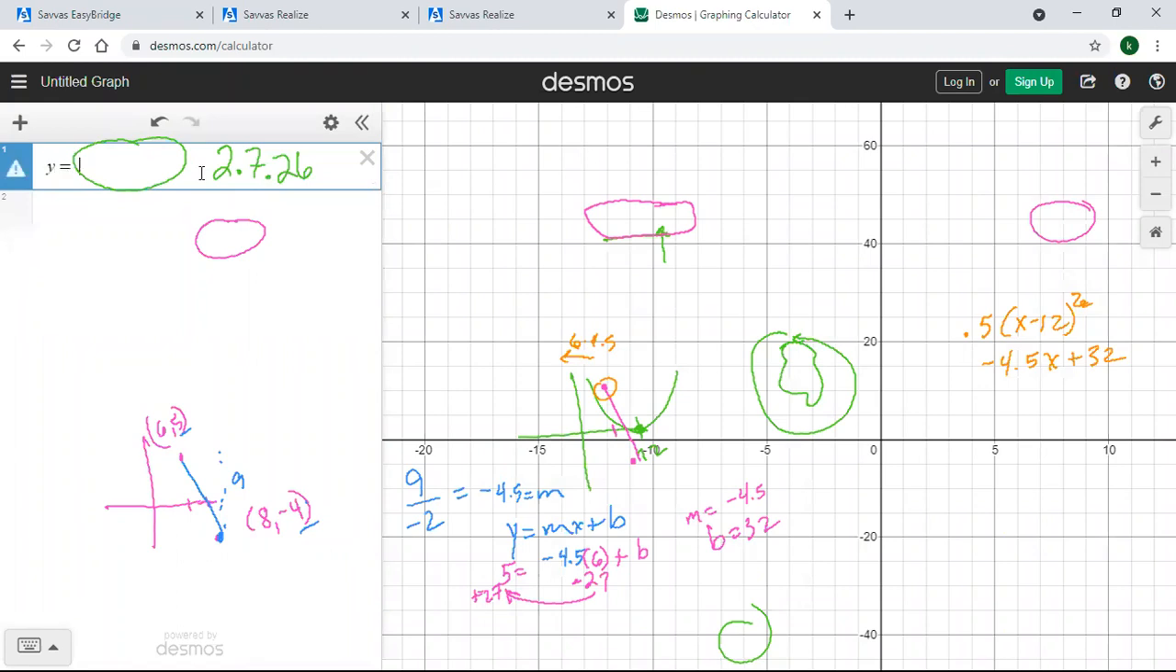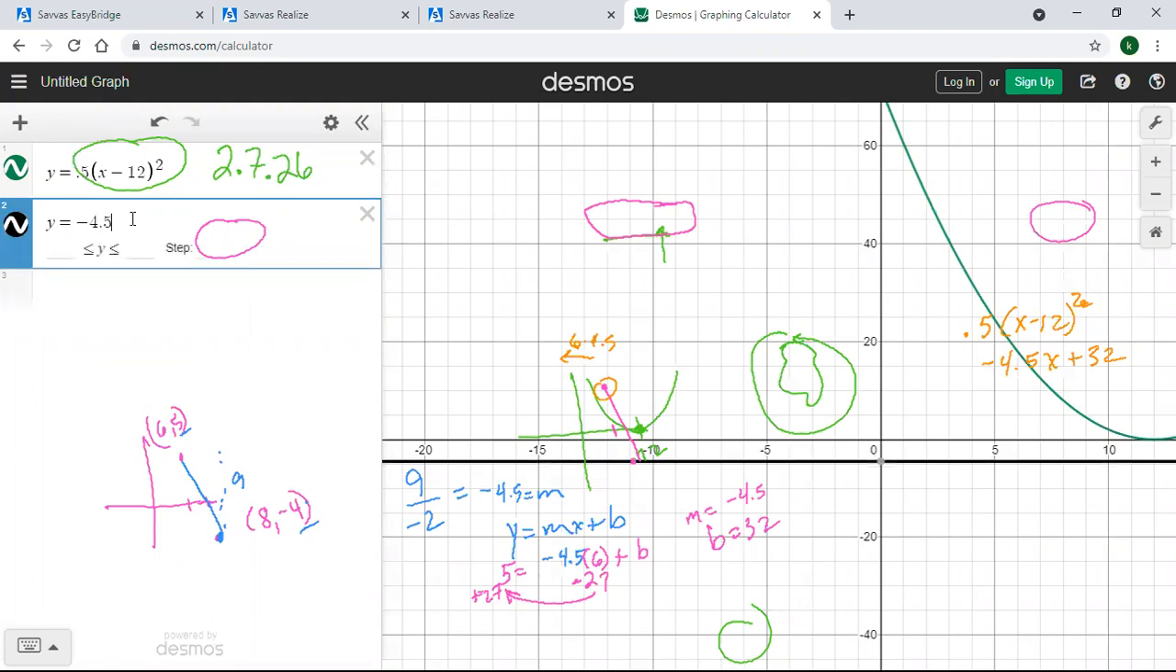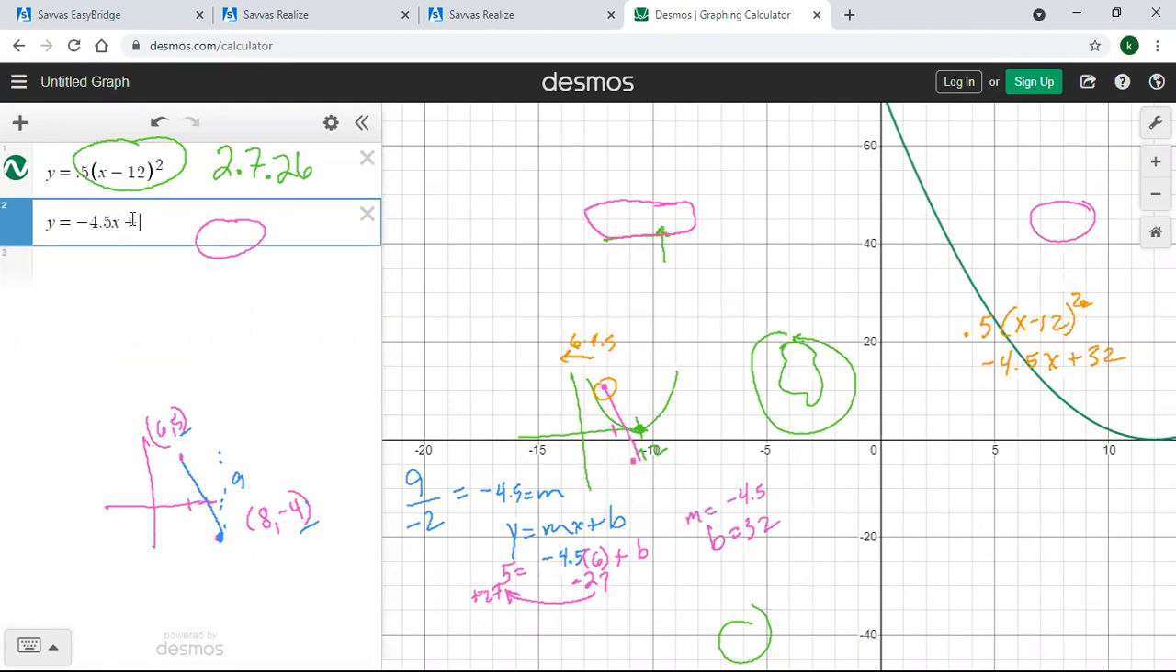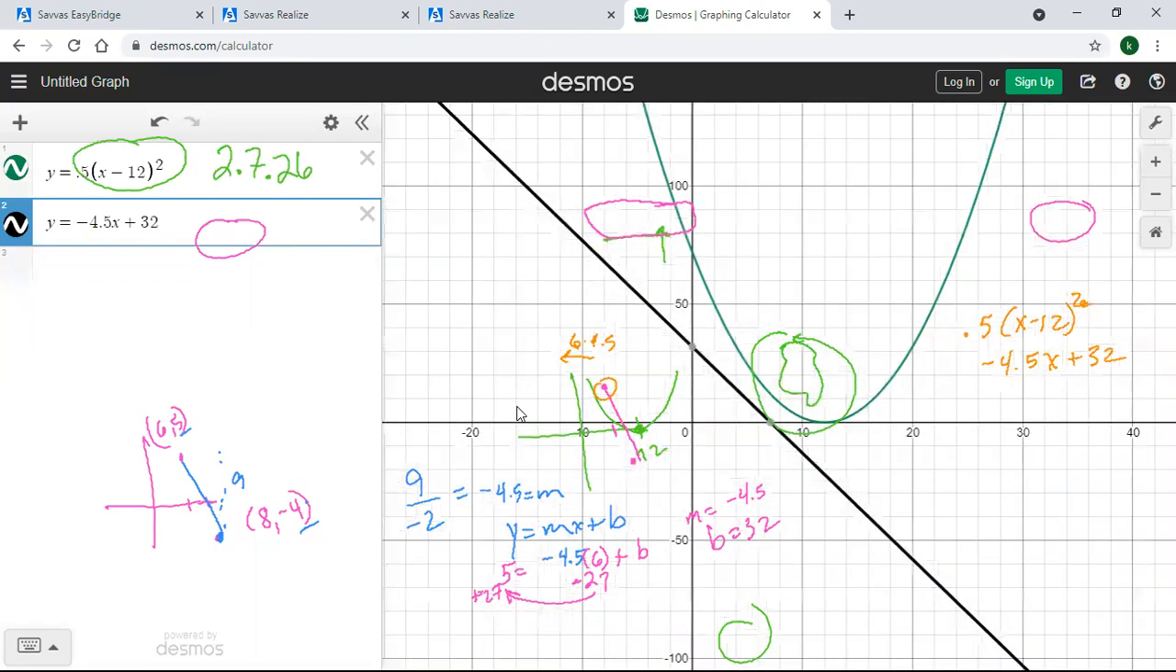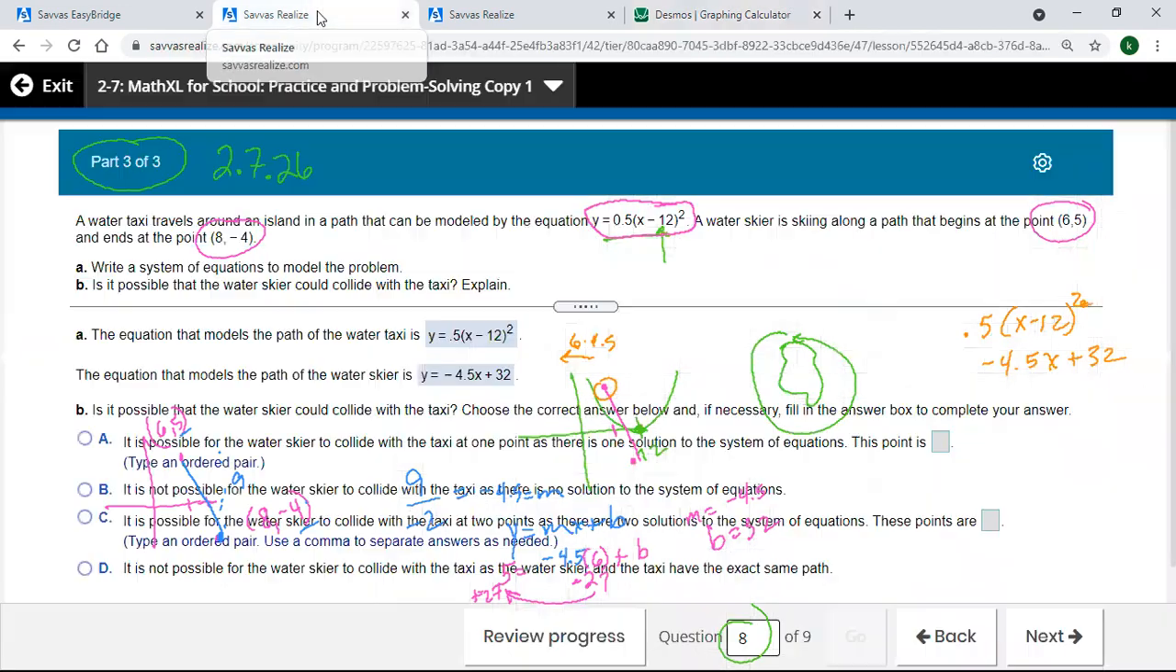Y equals 0.5 times the quantity x minus 12 to the second power, and y equals negative 4.5x plus 32. And those two never intersect, if I typed everything in right, 0.5 times x minus 12 squared and negative 4.5x plus 32. So there's not going to be a solution.